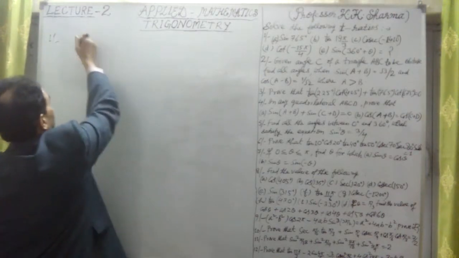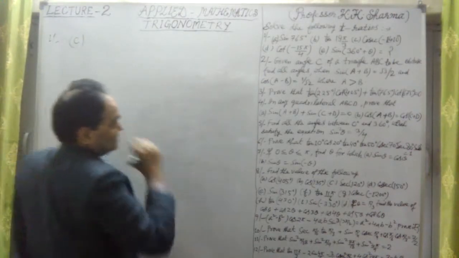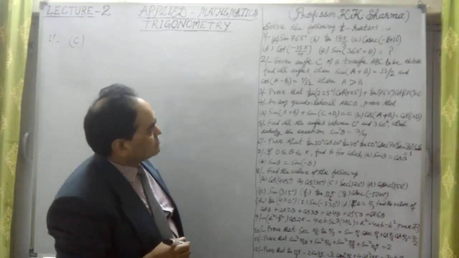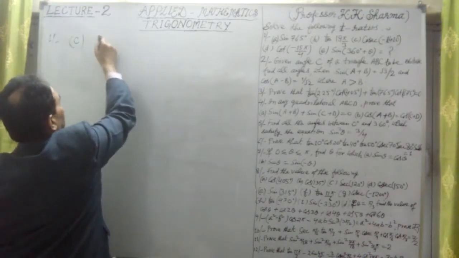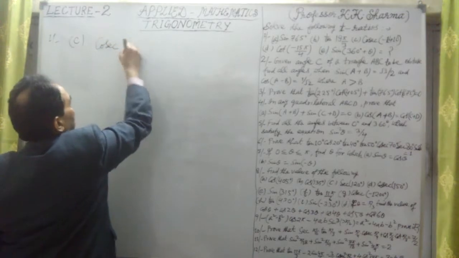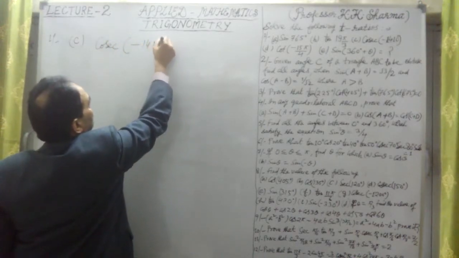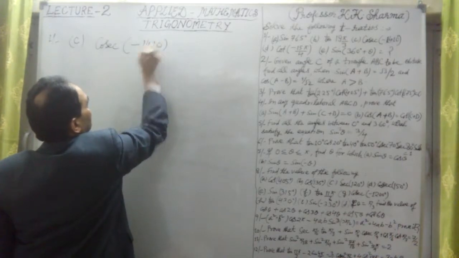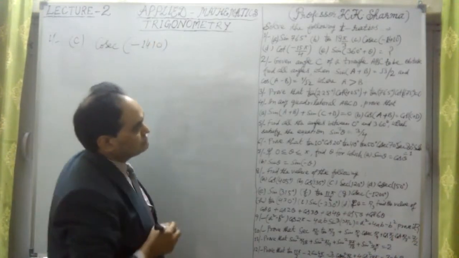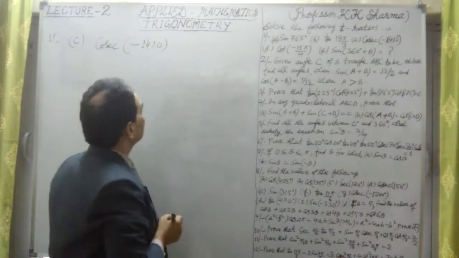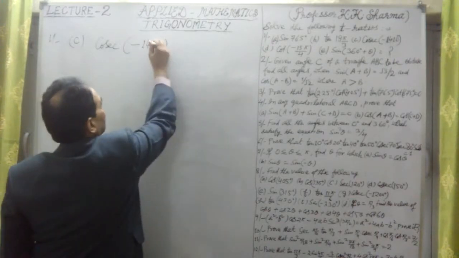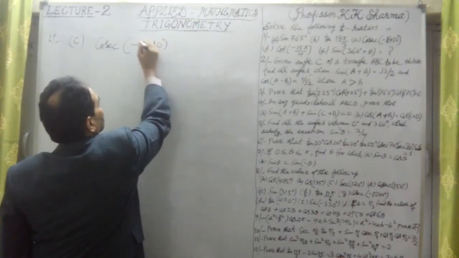What is the C part of question number 1? It says cosec of minus 1410 degree. Okay, this degree is there.